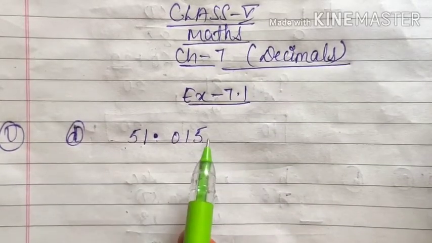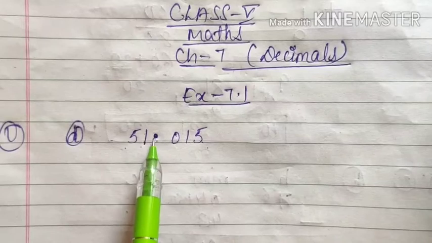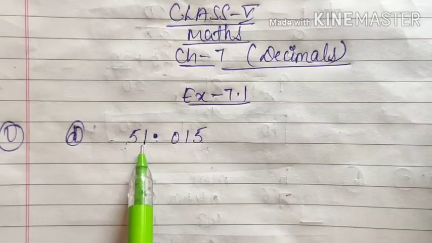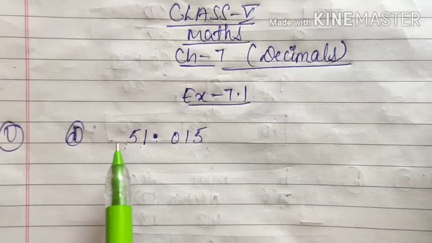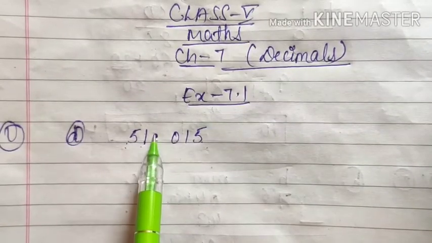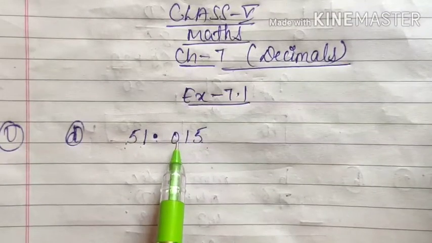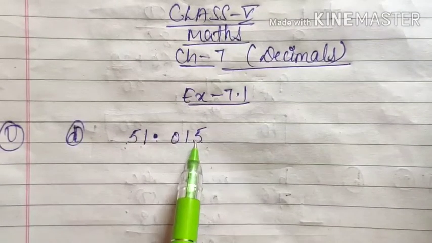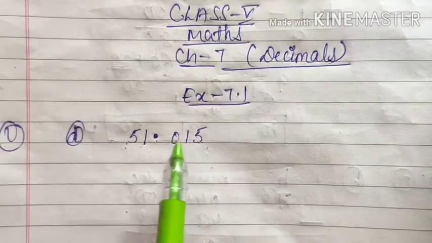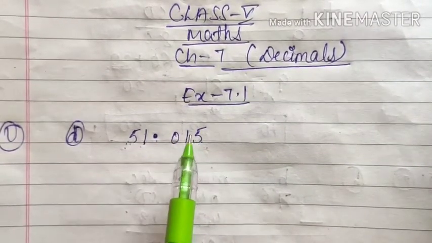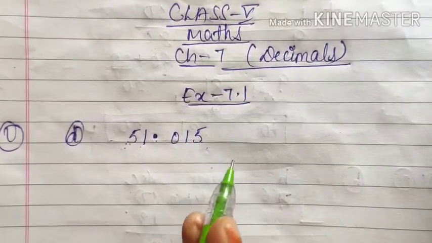51.015. So while writing the decimal, the numbers before the decimal we will read as normal. That means according to our ones, tens, hundreds, like that. So it is 51, but the numbers after the decimal will be read one by one. For example, 015, you cannot read it as 15. Okay, we will read it 51.015. That means one digit at a time.